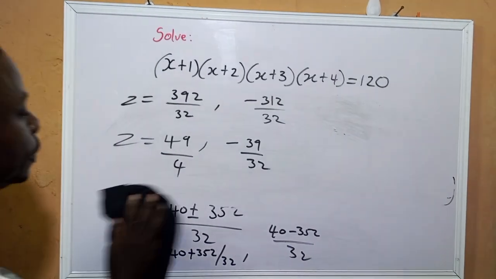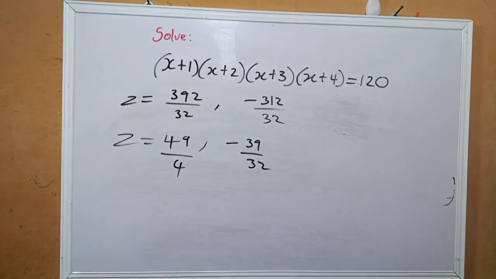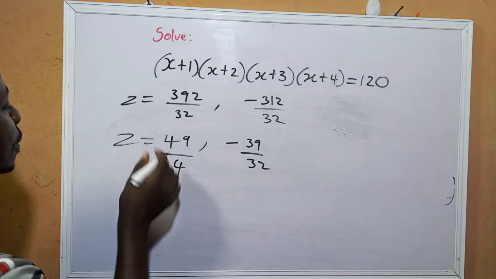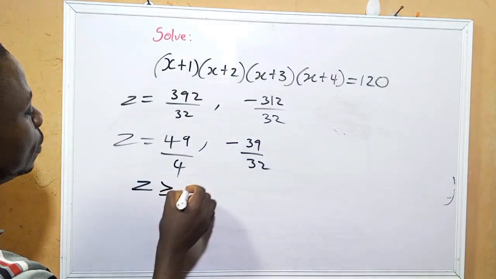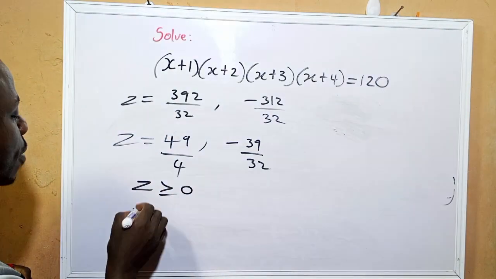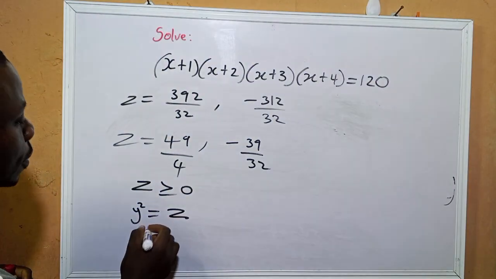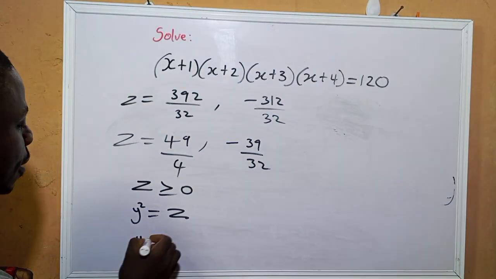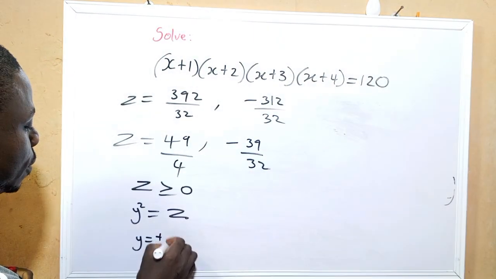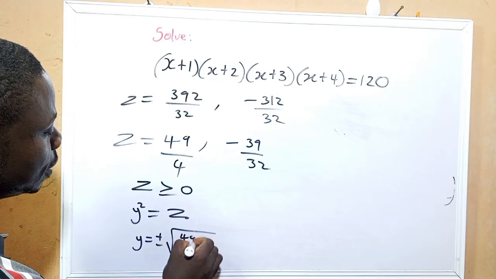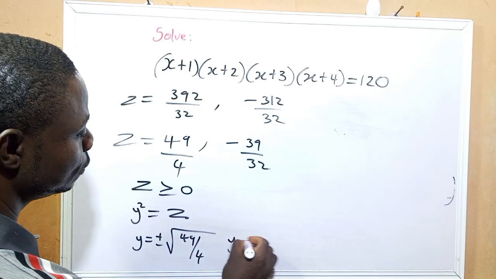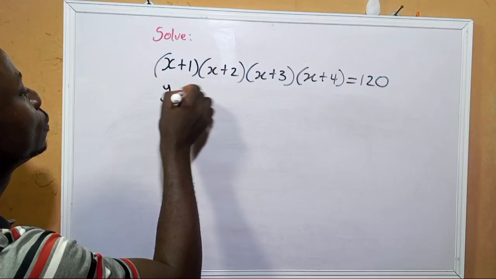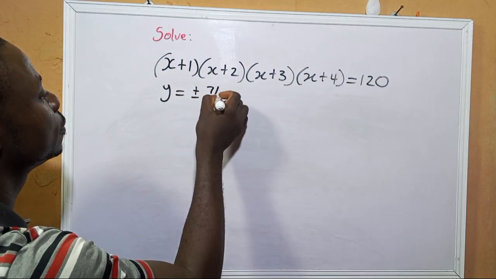Now let's write. So now the value of z, since z is greater than or equal to 0, and we have said y squared is equal to z, is that not? So we shall choose the positive value, neglect this one. So now we have y is equal to plus or minus square root of 49 over 4, which is equal to plus or minus 7 over 2.